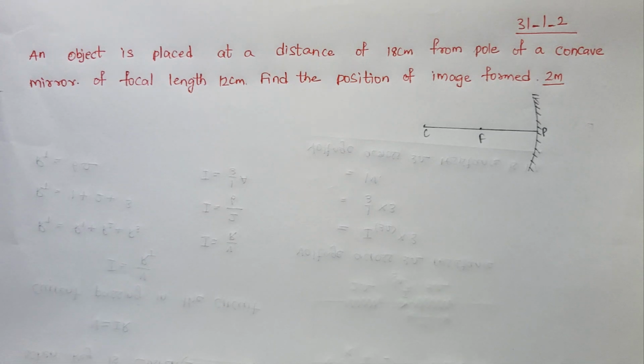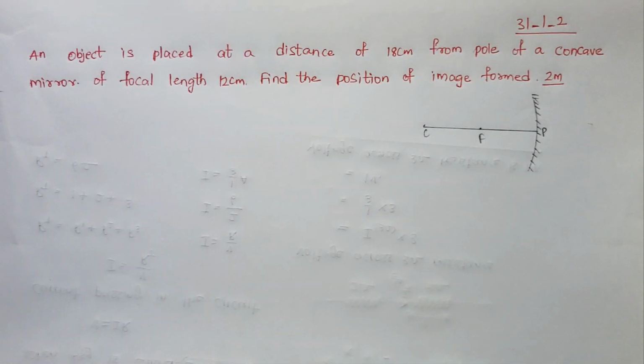So today I have brought you one more question which was asked in the previous year board examination, question paper set number 31/1/2, for 2 marks. The question states: an object is placed at a distance of 18 centimeters from the pole of a concave mirror of focal length 12 centimeters. Find the position and nature of the image. So there is a concave mirror.